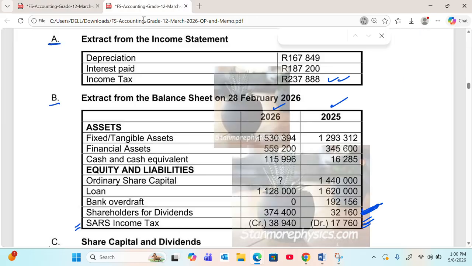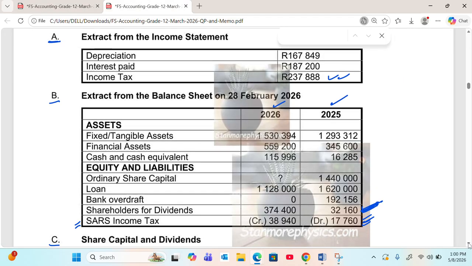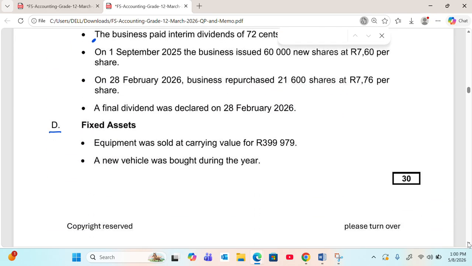Firstly, I did check this example, guys. So let's go to information D. What transpired? Fixed assets, equipment was sold at a carrying value of how much? 344,979. We sold an equipment at a carrying value. That is the amount that we received for that equipment. So we're receiving money, an inflow of cash.